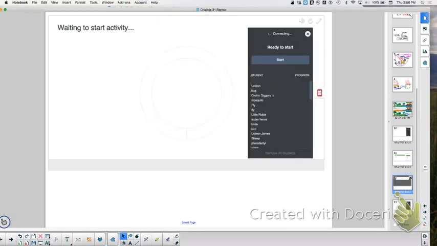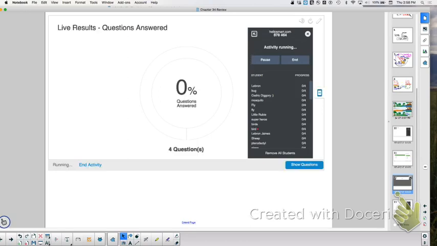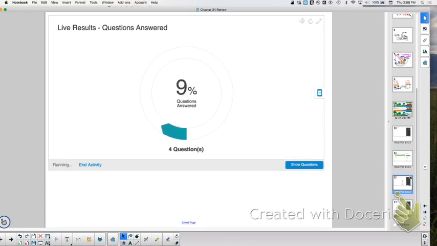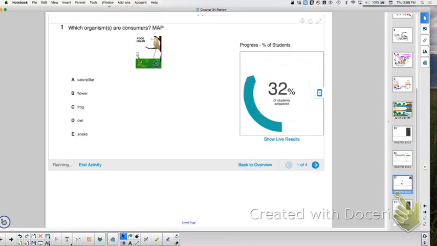Go, go, go, go. Remember how to make the picture bigger, right? There's a little box on it. I don't think I can do it on this screen, but there's a little box on it.